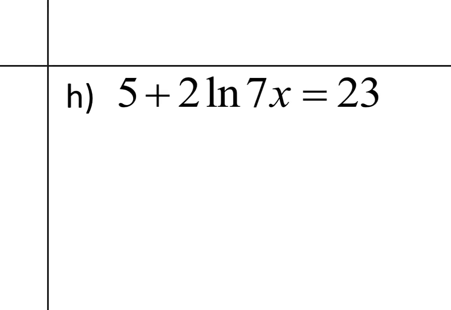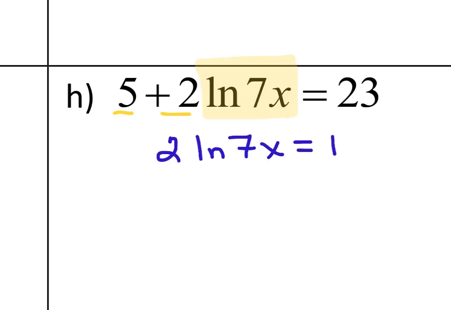Now in letter H, what I want to do here is to isolate the logarithm. Remember, ln is a logarithm, and 7x is the argument for that logarithm, so it's got to stay with that log. So I'm basically going to look at subtracting the 5 and dividing by the 2. And so 2 times ln of 7x equals 23 minus 5, which is going to be 18. And then ln of 7x is going to be 18 divided by 2, which is 9.